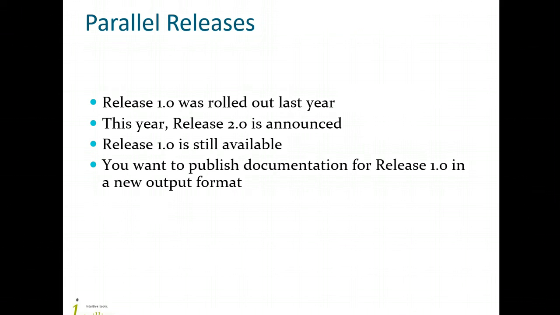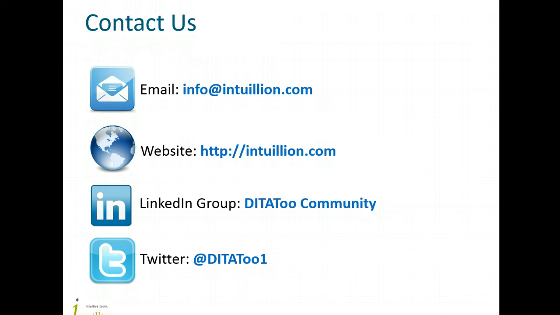Or another scenario. Last year, Release 1.0 of your product was rolled out to your customers. This year, Release 2.0 is made available. But Release 1.0 is still available, and you now want to introduce a new output format for your documentation and publish the user guide for Release 1.0 in that new format. These were some examples of how you can use Baseline Manager to manage your releases.